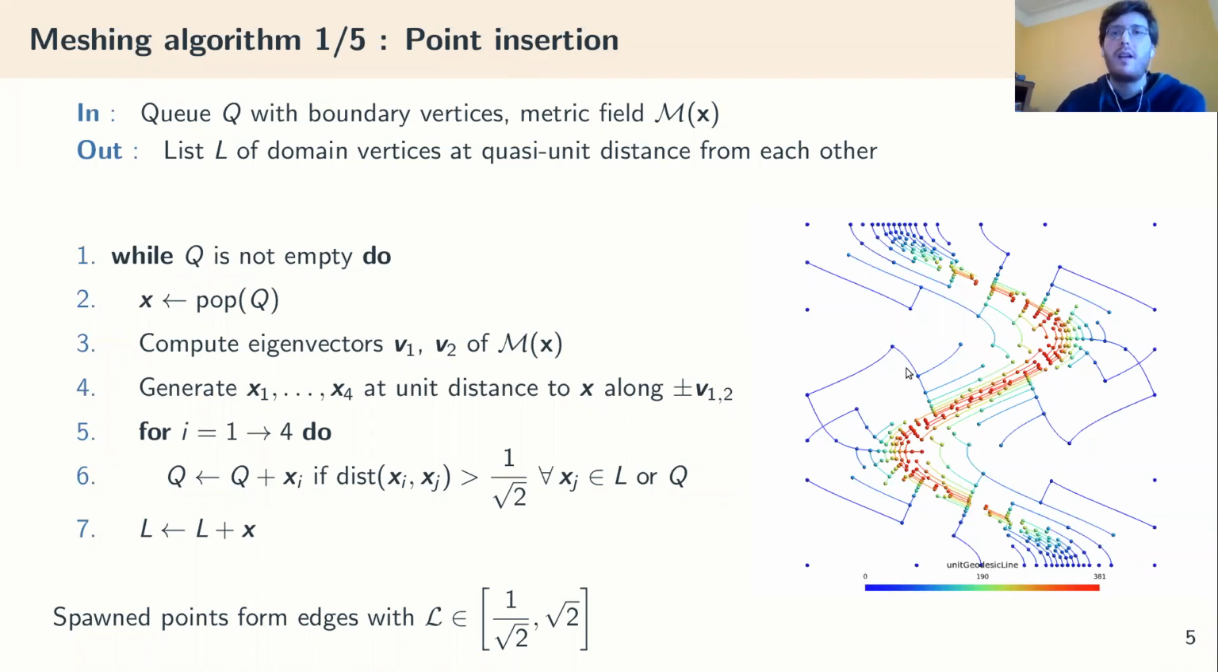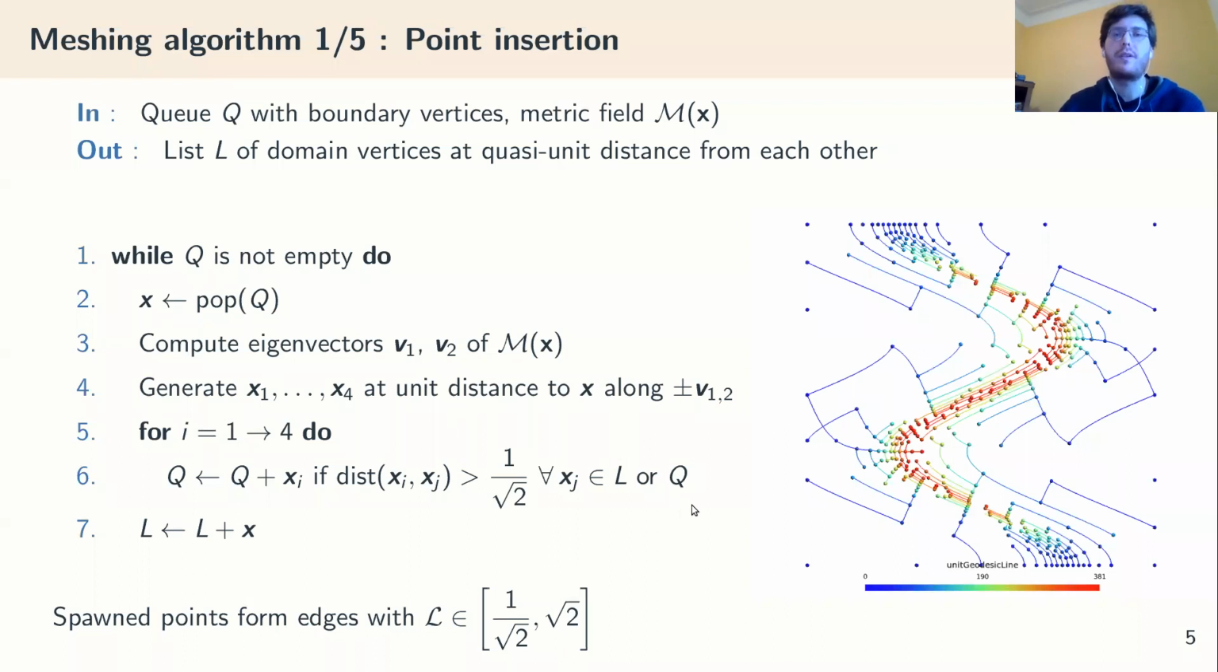And then we are going to spawn points that are within unit distance from one another along the principal directions of the metric, while also checking that they are not too close to the other already added points. So we're going to add to a queue, spawning the points along the 4 directions of the metrics, so plus and minus both principal directions. And we keep them if they are not too far from points already added.